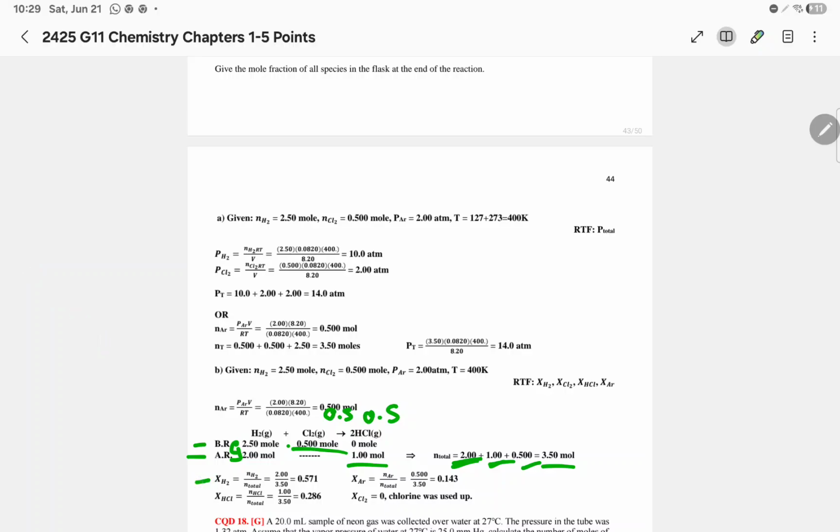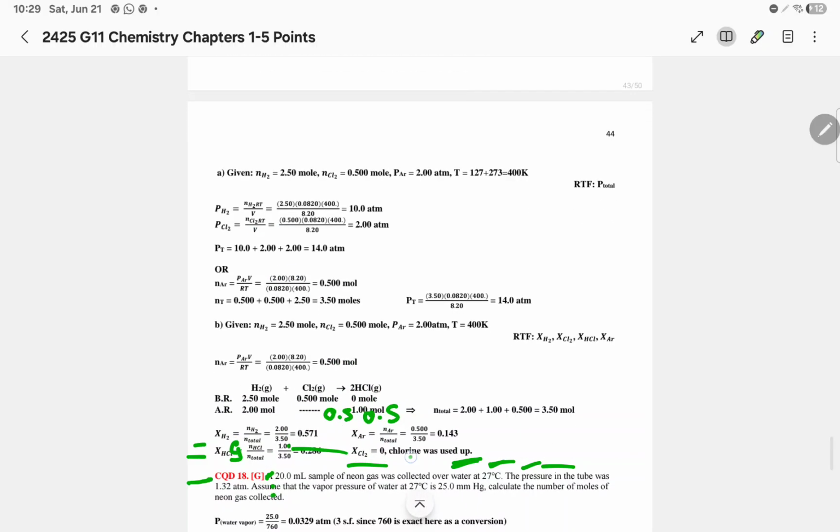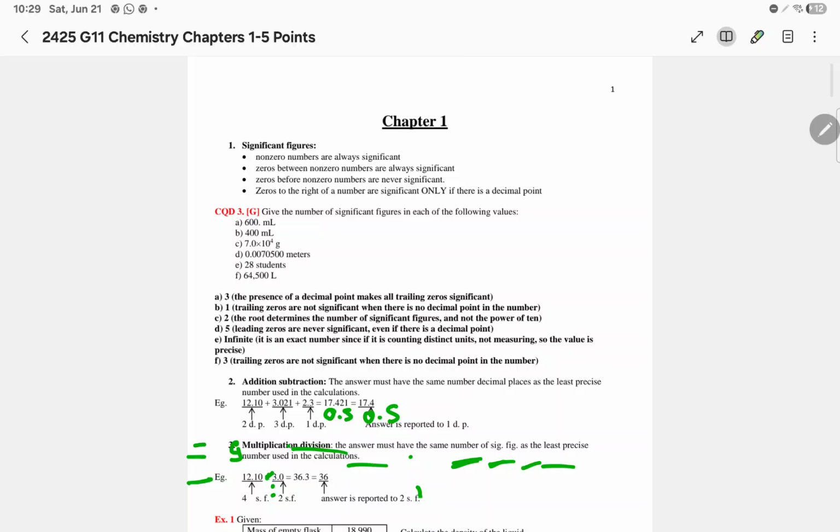The mole fraction of H2 is 2 over 3.5, 2 divided by the whole. This is 1 divided by the whole for HCl. This is 0.5 divided by the whole for argon. And for chlorine, it's none because we used up the entire thing.